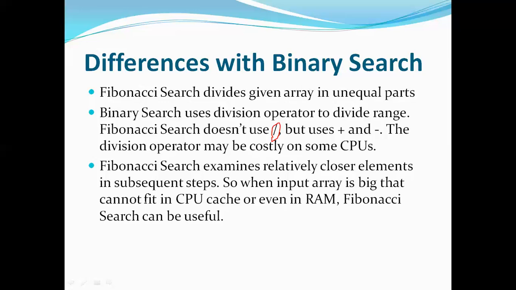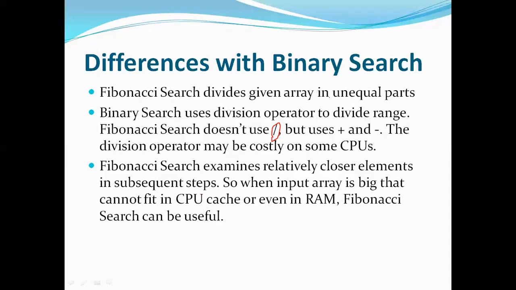Fibonacci search can be useful if the searching array is very big and does not fit in the CPU cache or RAM. If the searching array is very big, then Fibonacci search will work efficiently. So this is the basic difference.